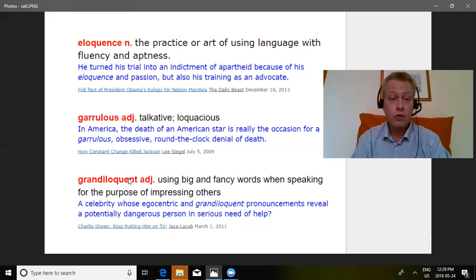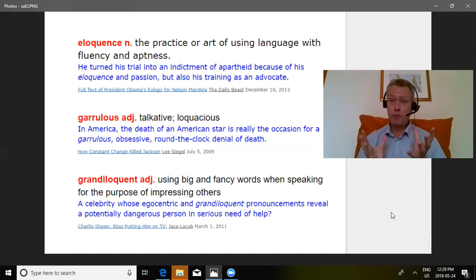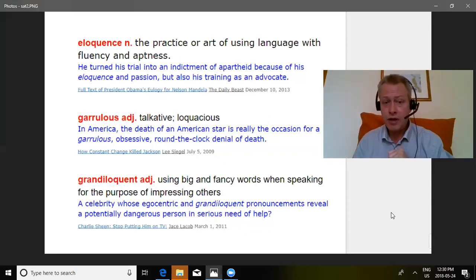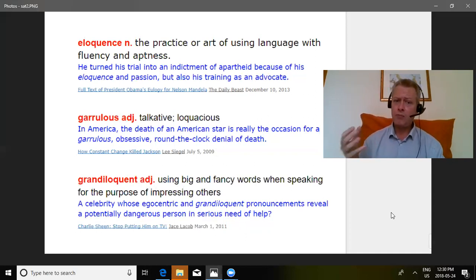And let's have a look at our last one. Grandiloquent. Using big fancy words when speaking for the purpose of impressing others. So a celebrity whose egocentric and grandiloquent pronouncements reveal a potentially dangerous person in serious need of help.